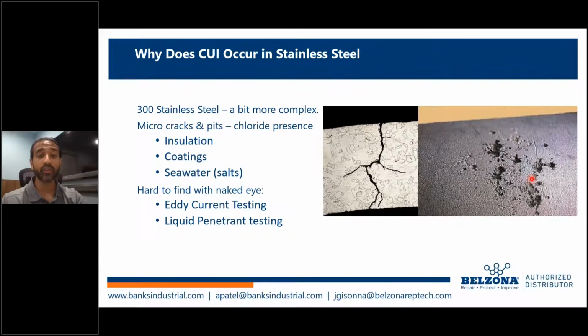Also, if you are proactive and you try to put a coating in place, that could also have chlorides. So this is why it's very, very important to have conversations with your Belzona rep, because we actually know what our coatings are made of, and we'll make sure that whatever you put on your stainless steel piping isn't going to create a bigger problem. And finally, seawater. Anywhere you might have salts in the air is another prime area where CUI could occur with stainless steel, because once it gets in there, it's got no way of working itself out. It sits on that stainless steel, starts working its way in, and creates these cracks.